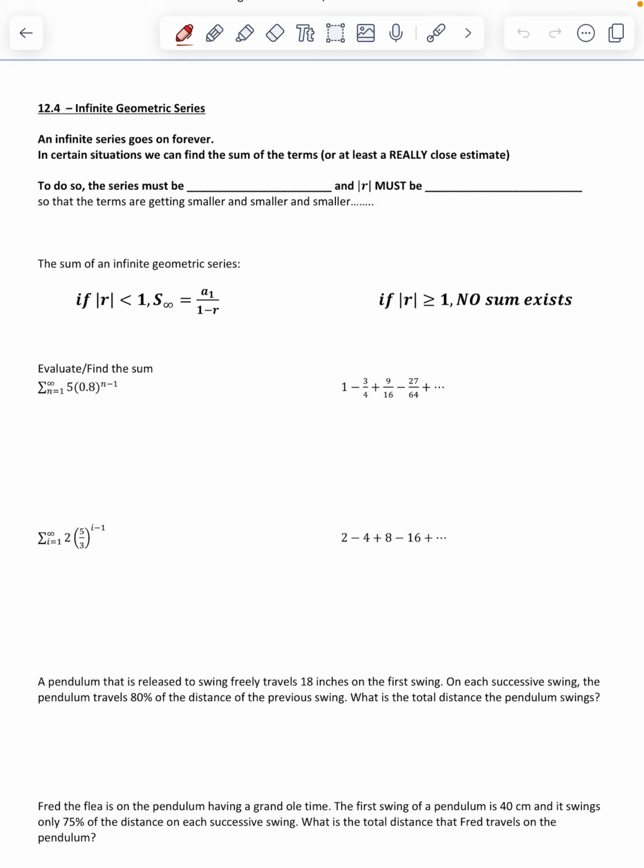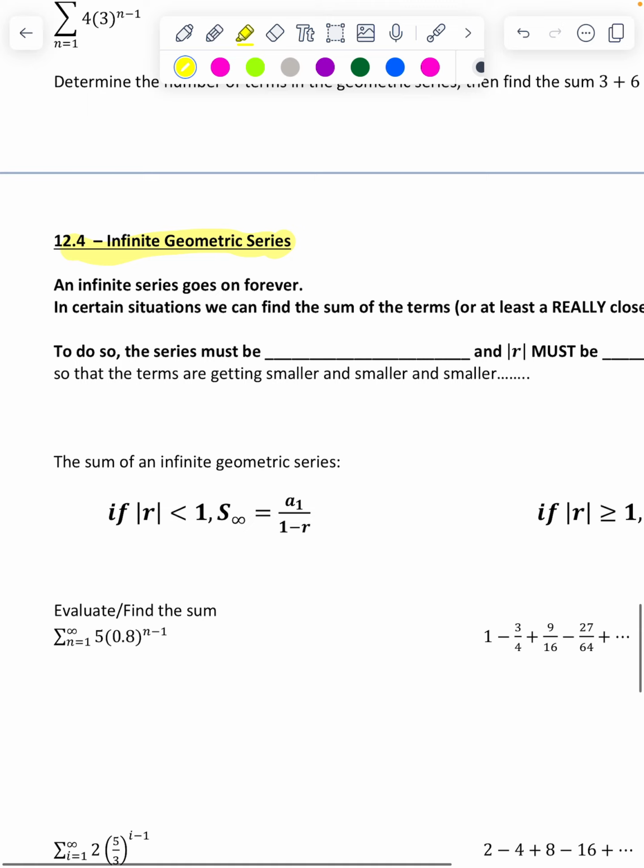Hey guys, we are going to take a look at 12.4 and talk about infinite geometric series. So keep in mind that a series means we are going to be adding them up. There are three conditions you have to meet in order to be able to do what we're doing today. One, it has to go to infinity. That's why it's called infinite. Two, it needs to be geometric in nature.